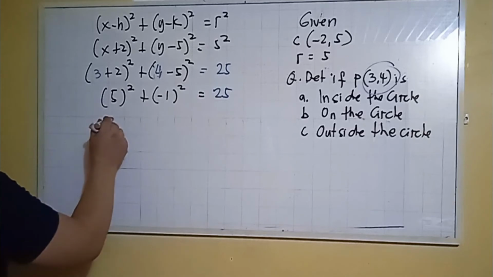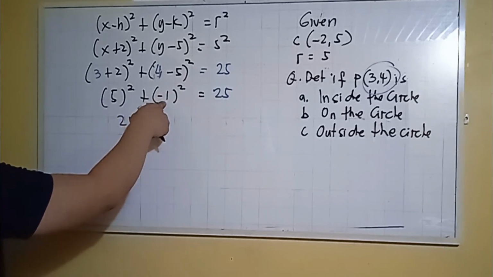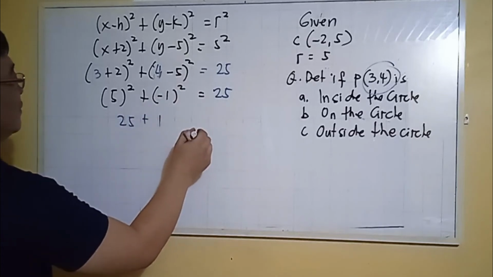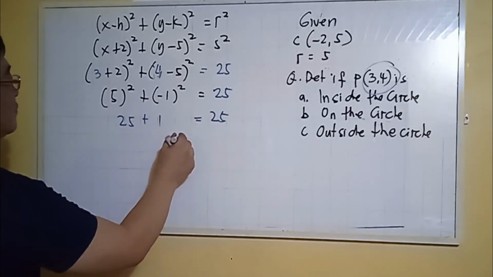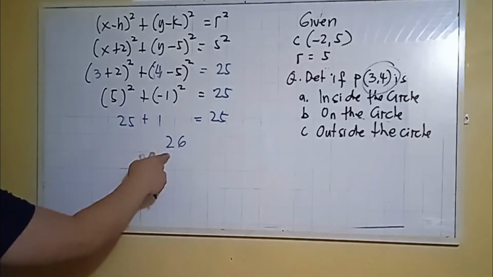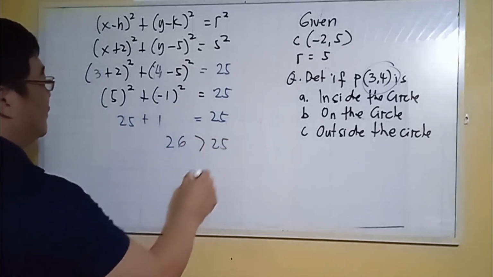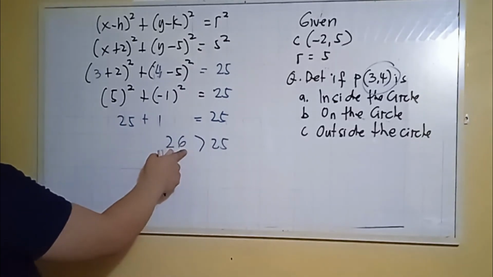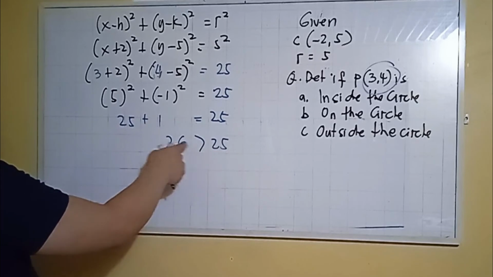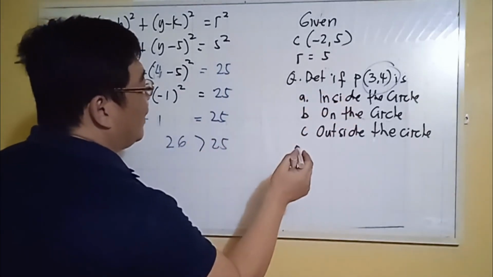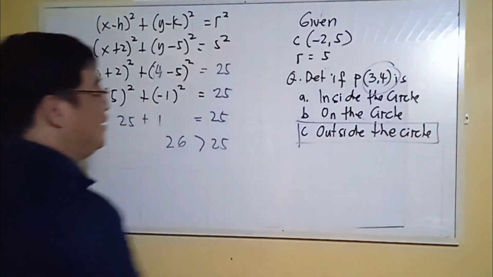Five square, we have 25, plus -1 square, 1. So since 26 is greater than 25, ang ibig sabihin lang yan, mas malaki itong nasa bandang kaliwa, hindi inabutan ng R square yung point na (3, 4). So, ibig sabihin, ang sagot natin is outside the circle.